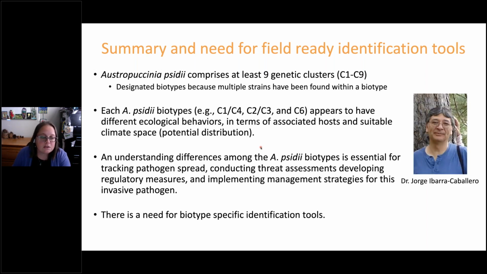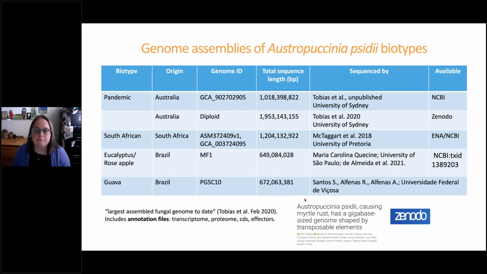So we are working to develop biotype specific identification tools. Jorge Ibarra Caballero is a research associate in the lab, and he's the one who's been doing much of the work for developing these marker systems. The first thing that we've needed for these marker systems are genome assemblies. Luckily, there have been some that have been released, but we've also been working with collaborators to get genome assemblies of each of the different biotypes. So we have assemblies of the pandemic, the South African, the eucalypt rose apple, and the guava.